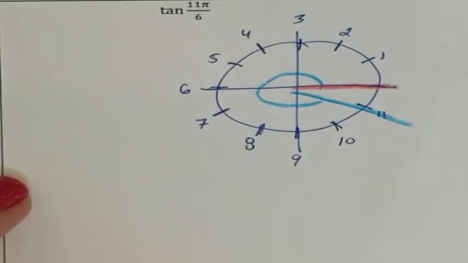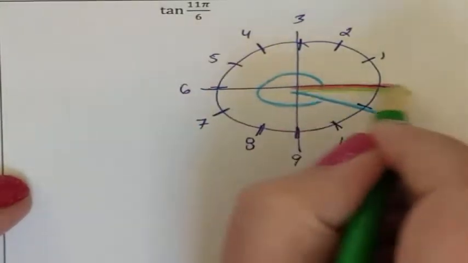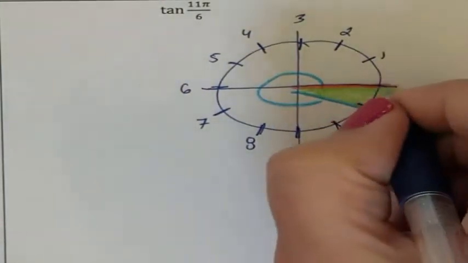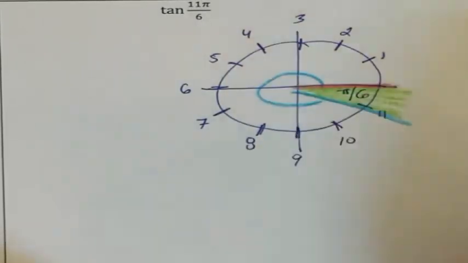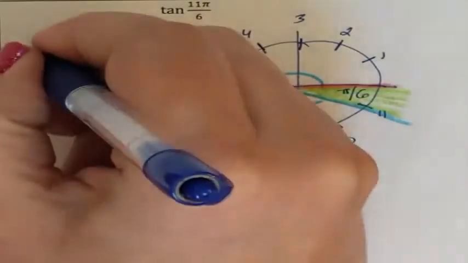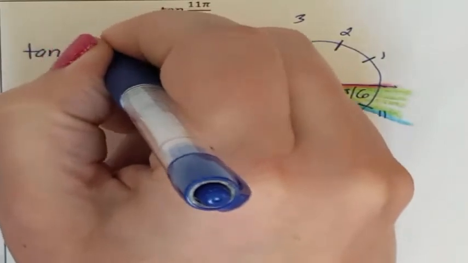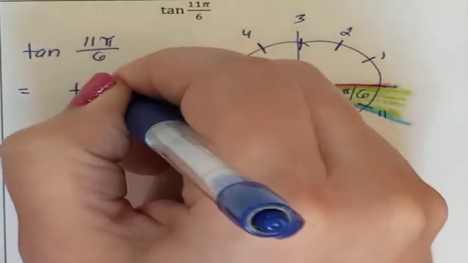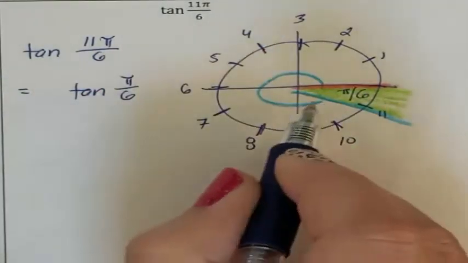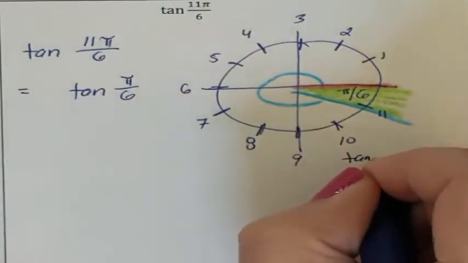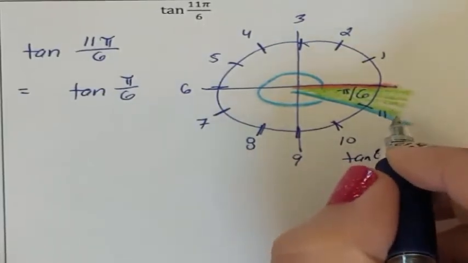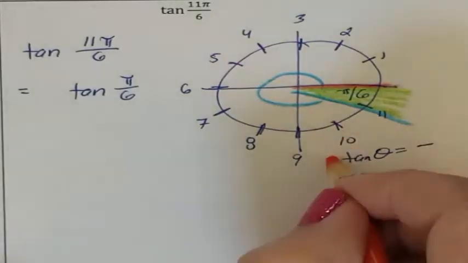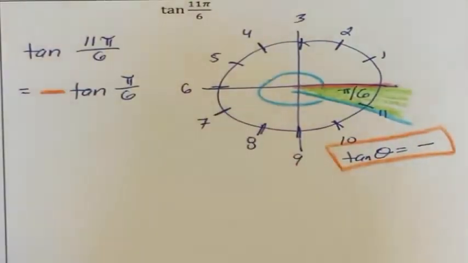How close am I to the closest x-axis? I am this close. I would have counted one more to get there, which meant I was 1 pi sixth off from reaching the closest x-axis. So instead of doing tangent of 11 pi over 6, I'm actually going to be doing tangent of pi over 6. But remember, it's in this quadrant. What is tangent of any theta in this quadrant? Tangent of any theta in this quadrant has to be a negative answer according to our chart. So this has to be negative.